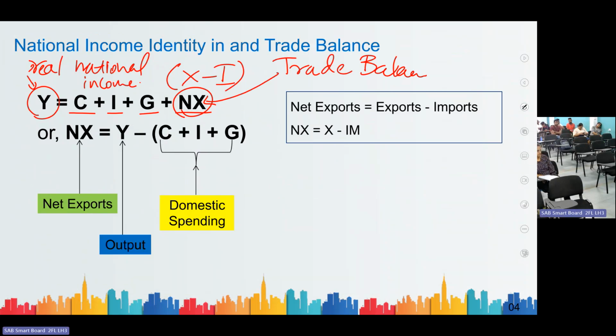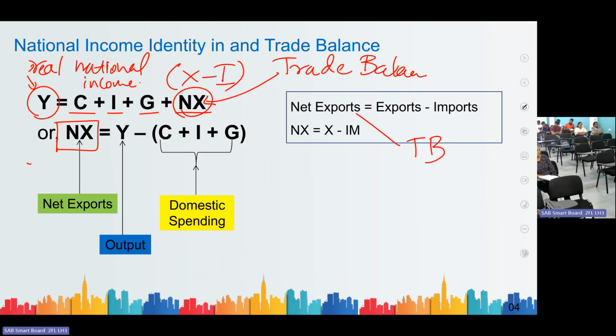So net exports is exports minus imports. We also call it the trade balance. By doing a simple modification to this national accounting identity, I can derive this expression. Simply, what I have done is make net exports the subject of this new expression, by changing the position of the terms.